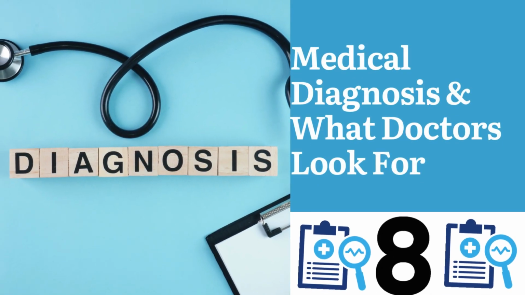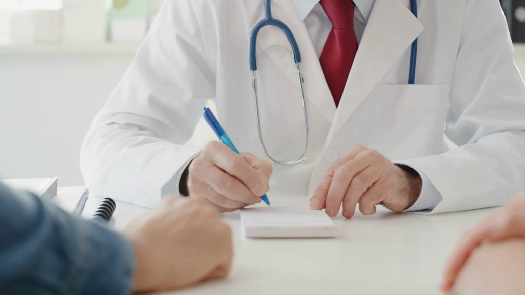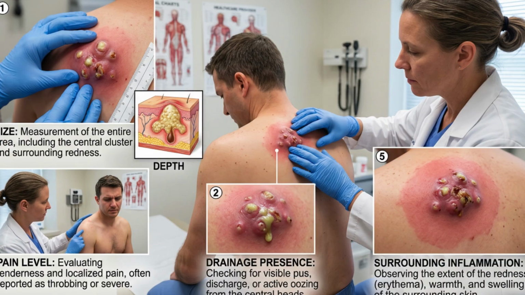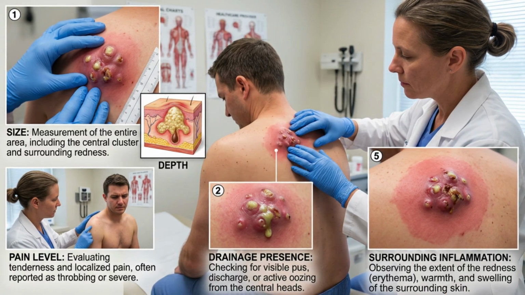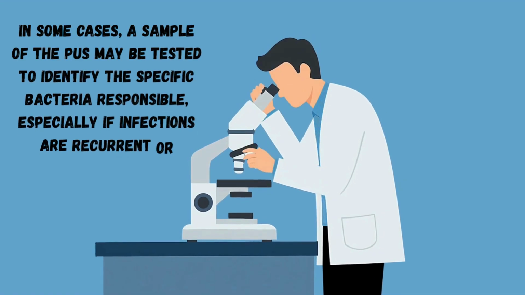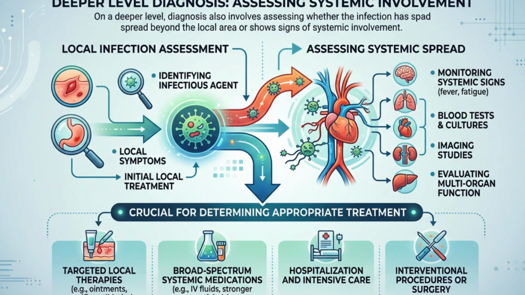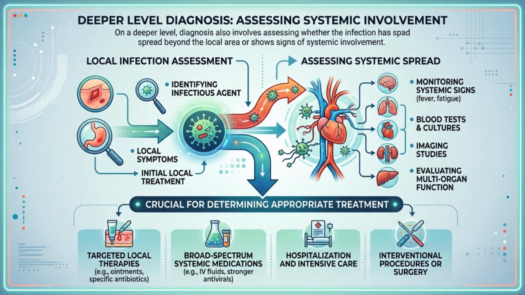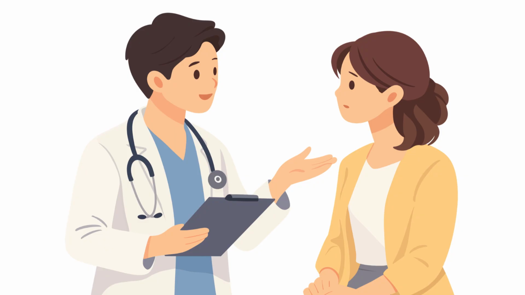Number 8, medical diagnosis and what doctors look for. Diagnosis of a carbuncle is primarily clinical, meaning it is based on visual examination and physical assessment rather than complex testing. A healthcare provider evaluates size, depth, pain level, drainage presence, and surrounding inflammation. In some cases, a sample of the pus may be tested to identify the specific bacteria responsible, especially if infections are recurrent or severe. On a deeper level, diagnosis also involves assessing whether the infection has spread beyond the local area or shows signs of systemic involvement. This step is crucial for determining appropriate treatment.